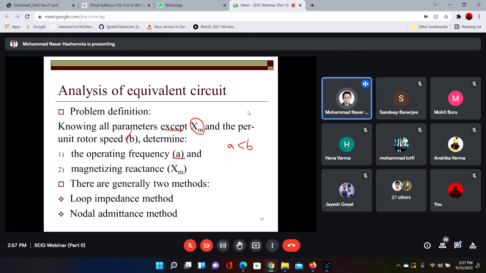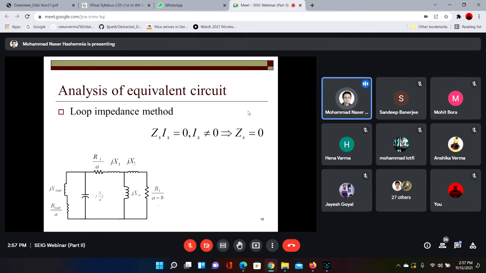I will explain further. There are generally two methods, the loop impedance method and the nodal admittance method. I explained in the previous session. Let us take a review. For example, assume that we have a self-excited induction generator with RL load. We would like to calculate the unknowns, which are A here, and A here, and A here, and A here, 4 places. And also we would like to calculate Xm. We have 2 unknowns, A and Xm.